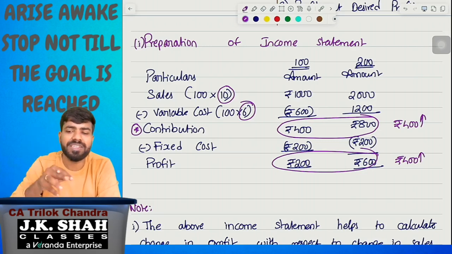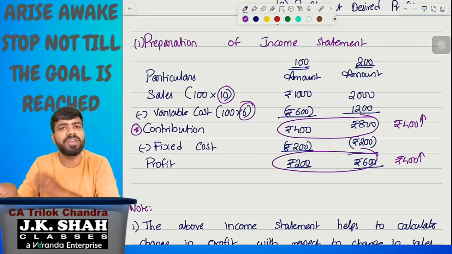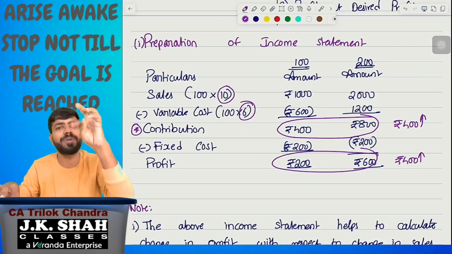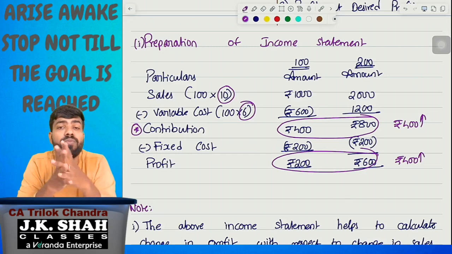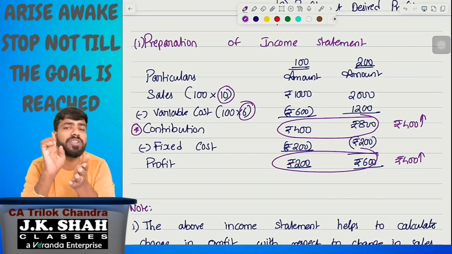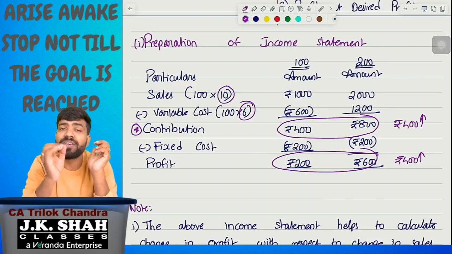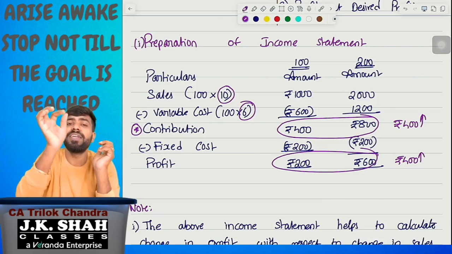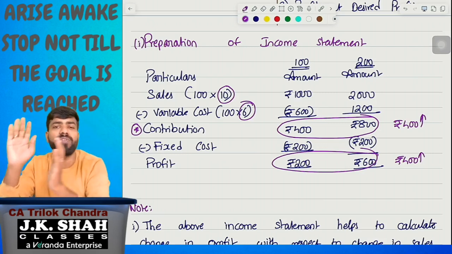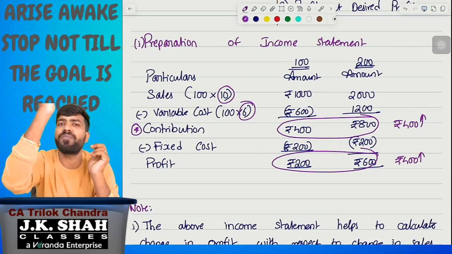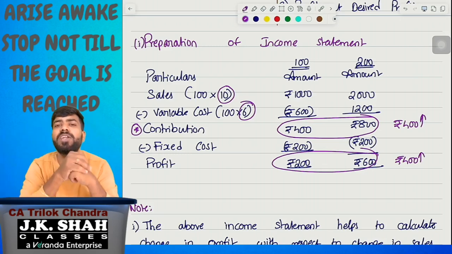The purpose of this income statement is that we can easily calculate change in profit with respect to change in sales. So how can we do that? We all know that each unit is giving a contribution of 4 rupees. If the sales increase by 10 units, each unit giving 4 rupees, 10 units into 4 rupees, 40 rupees is the contribution increase. If contribution increases by 40 rupees, your profit also increases by 40 rupees.